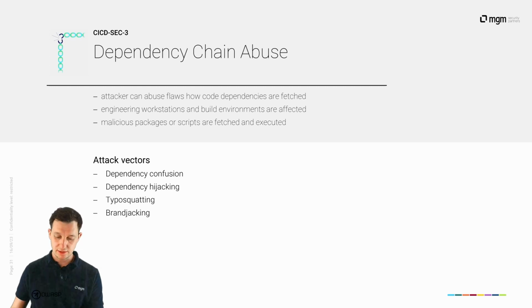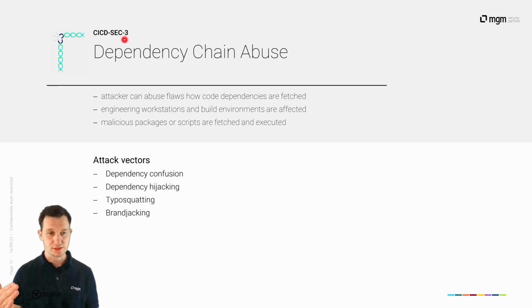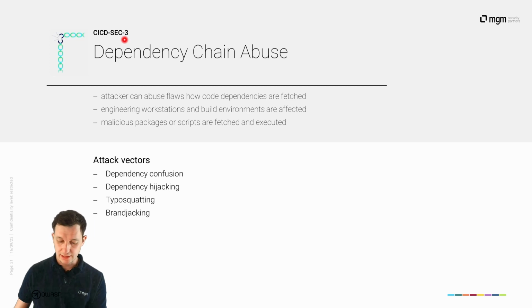It is here, as you can see, on level 3, so to say, or has place 3 in the top 10 list. So the basic idea here is that an attacker can abuse flaws in the way dependencies are fetched, and engineering workstations or build environments are affected by executing these malicious packages or scripts in their environment directly.